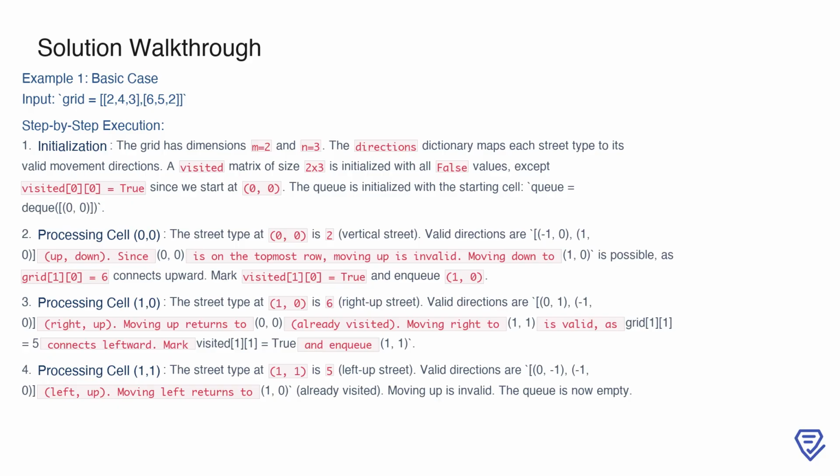Next, we process 1, 0, which has a street type of 6. This type allows movement to the right and upward. Moving upward leads back to an already visited cell, but moving right to 1, 1 is valid since the street type there allows a leftward connection. We then mark 1, 1 as visited and enqueue it. Finally, processing 1, 1 reveals that its street type allows movement to the left and upward, but neither direction leads to new cells. At this point, the queue is empty, and we have not reached the bottom right corner. So, the output for this example is false.